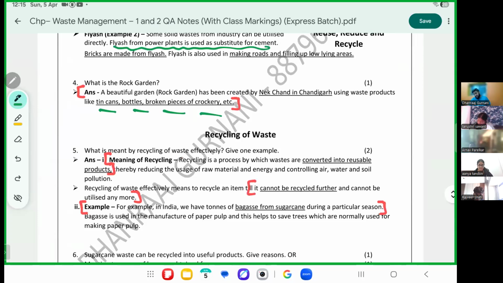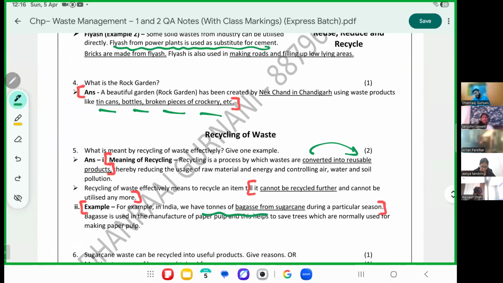Recycle. Recycling is a process by which waste is converted into reusable products. You recycle, you change the shape. It's not reuse, it's recycle. You recycle waste into products which you can use.